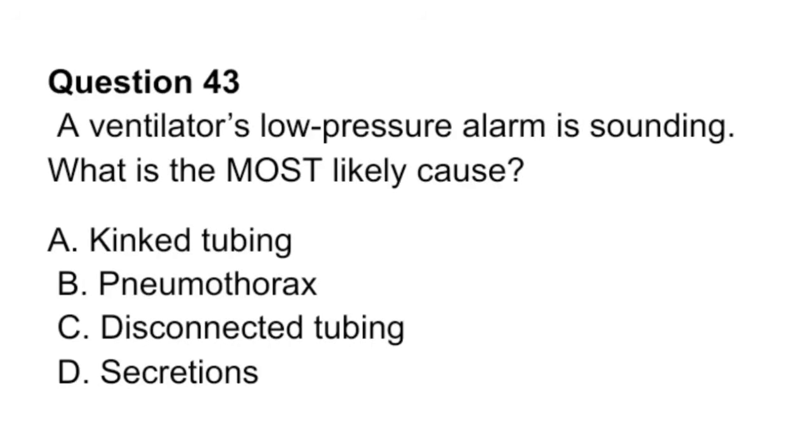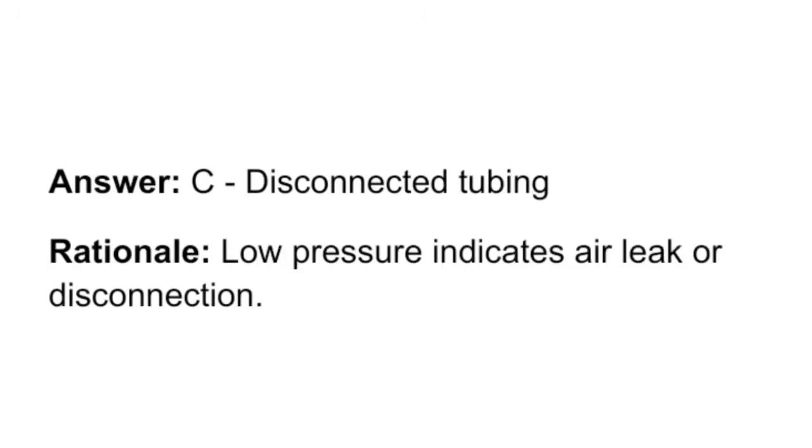Question 43. A ventilator's low pressure alarm is sounding. What is the most likely cause? A. Kinked tubing. B. Pneumothorax. C. Disconnected tubing. D. Secretions. Answer. C. Disconnected tubing. Rationale. Low pressure indicates air leak or disconnection.